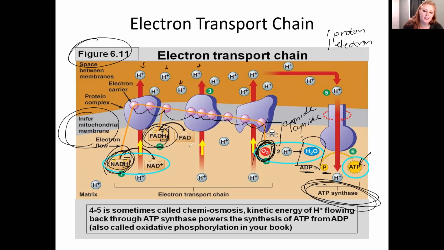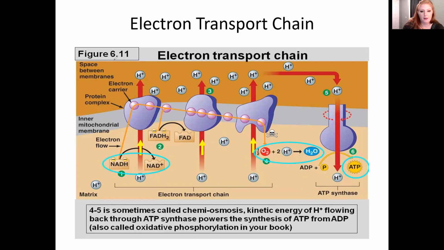A lot, right? It's a lot, but it's a cool process because of everything that happens. I'm gonna go over this one more time, okay? We're gonna do electrons first.